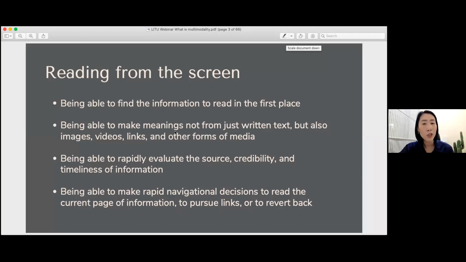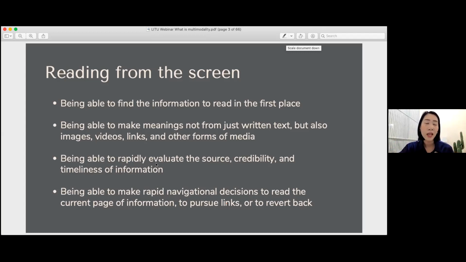They have to be able to make meaning, not just from written text, but from so many things that surround them, right? Images, videos, links, and other forms of media as well. So it's not reading in the traditional sense.